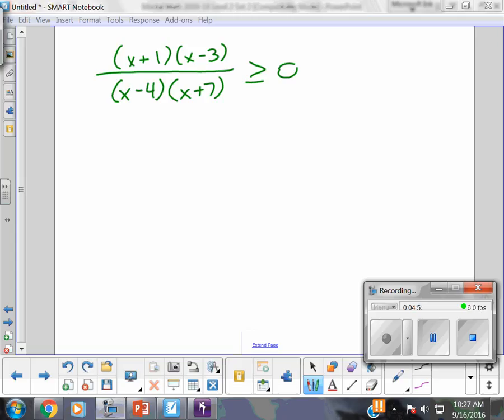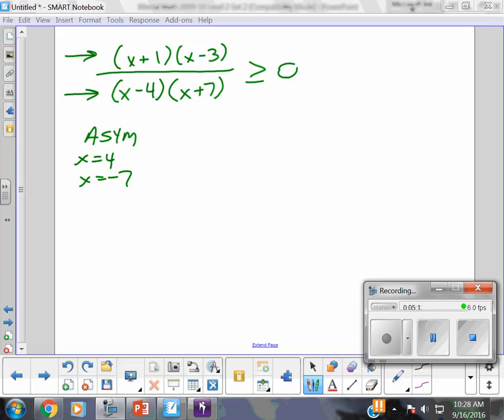All right. The very first thing you have to do is identify the asymptote. You always got to say, where's the denominator undefined. The asymptotes this time are at x equals 4 and x equals negative 7. Guys, no matter what, those values can't be part of your solution. You can't divide by 0.